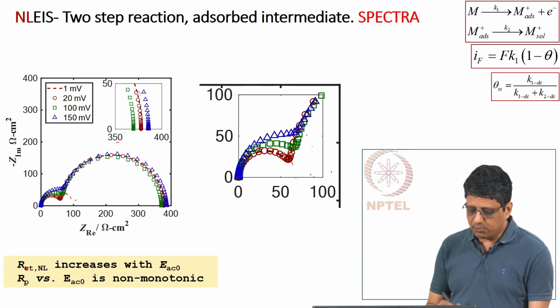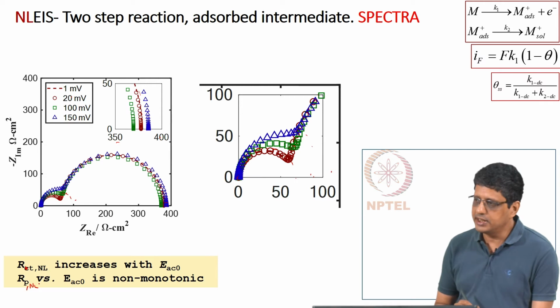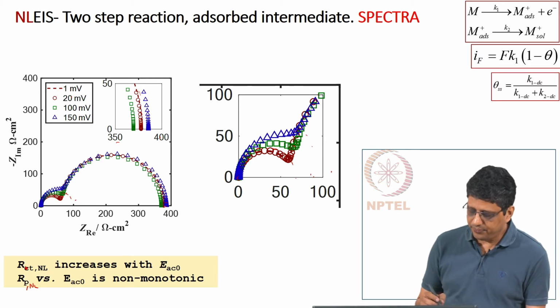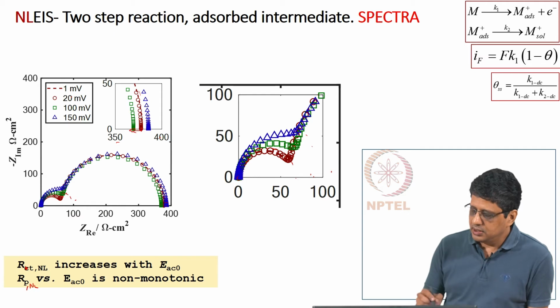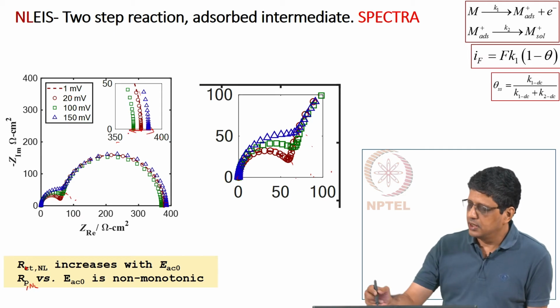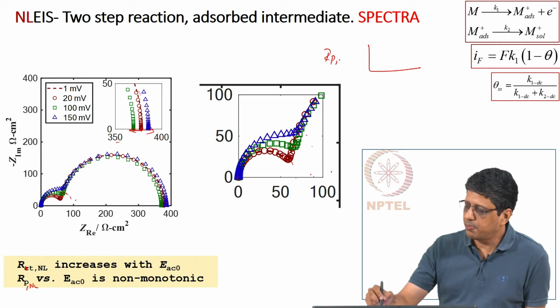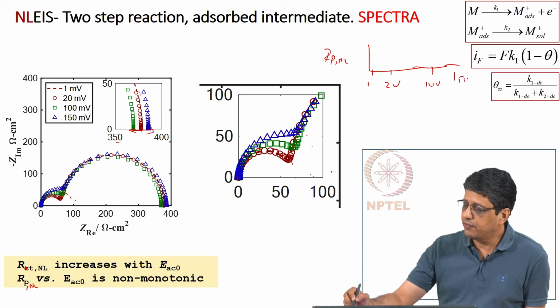Next, I want to look at the nonlinear polarization resistance, that is the low frequency value. 1 and 20 millivolts, it is pretty much the same. 20 to 100 it decreases, 100 to 150 it actually increases. That means, if I plot RP NL with 1, 20, 100, 150, not necessarily drawn to scale, it is constant, it shows a decrease here and then an increase here. We do not know whether it is a minimum here, it is just to say it is not monotonic.